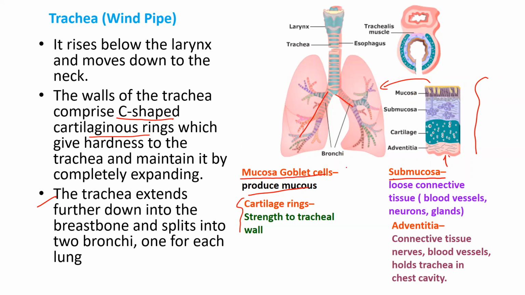Now, in case of mucosa, what happens? There are goblet cells. You know very well that goblet cells produce mucus. Okay. And in case of submucosa, there is loose connective tissue, blood vessels, neurons and glands, right? As far as the adventitia is concerned, it is connective tissue and blood vessels, and it holds the trachea in the chest cavity, right? So that is the anatomical structure. Important are the mucosa and the submucosa. Okay, please note it.